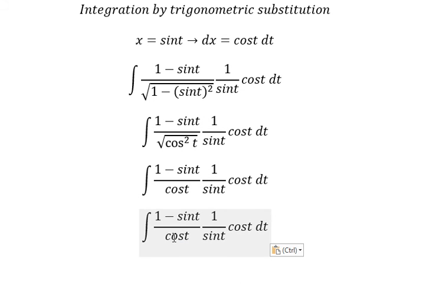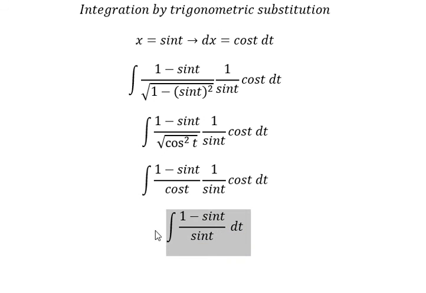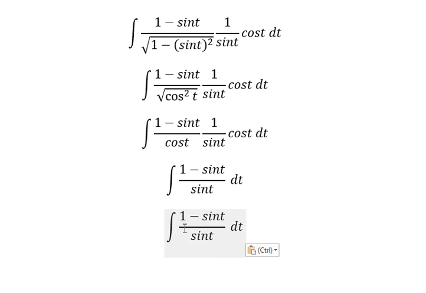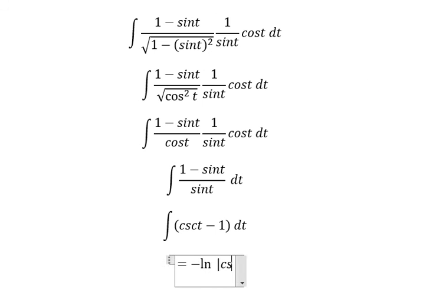We simplify cos t, and now you get 1 minus sin t over sin t. 1 divided by sin t and sin t divided by sin t. So you will get cosecant of t minus 1. The integral of this one, you will get negative ln of the absolute value of cosecant t plus cotangent t, and number 1 you get t, plus c.